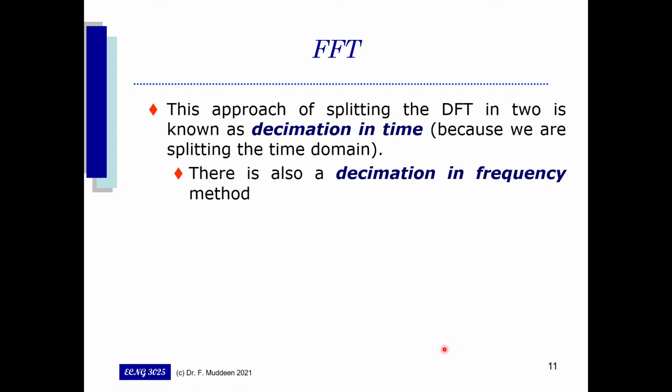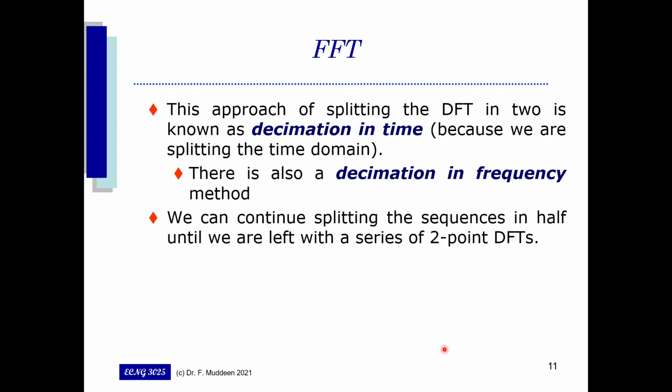So those splits that we saw when we split the DFT are also referred to as decimation in time. There's also a decimation in frequency method, but we typically don't use it because we're more focused on using the discrete time signals to obtain the discrete frequency representation. So when doing those decimations in time, instead of going all the way down to 16 signals of 1 point each, we only keep going until we have 2-point DFTs.